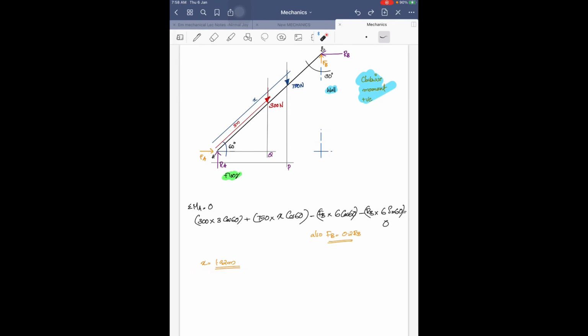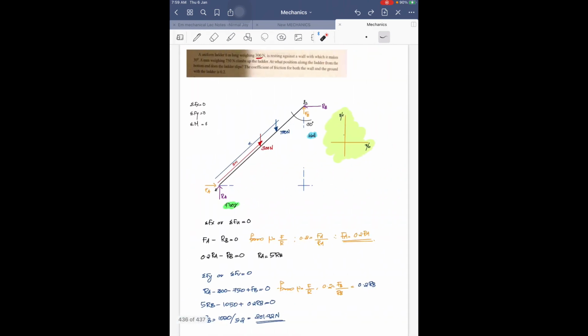Now what does x equal to 1.92 mean? It means that when the man is moving up the ladder, till 1.92 meter from A, the ladder will be in equilibrium. For even the slightest movement from this 1.92 towards B, when he takes the next step, the ladder will lose its equilibrium. So from A till 1.92 meters, the whole arrangement will be in equilibrium. In our question, they ask at what position along the ladder from the bottom end does the ladder slip? So any position greater than 1.92 meter, the ladder will slip.